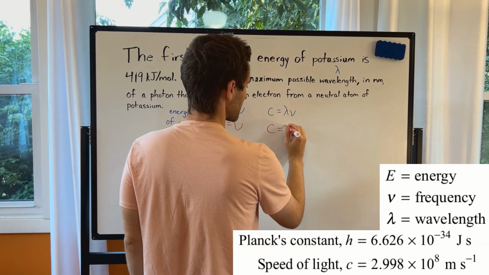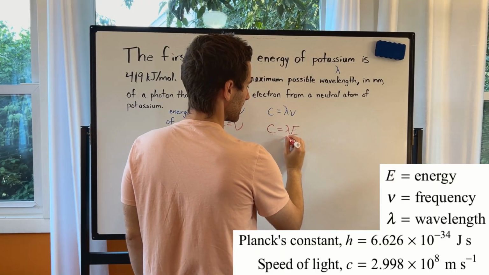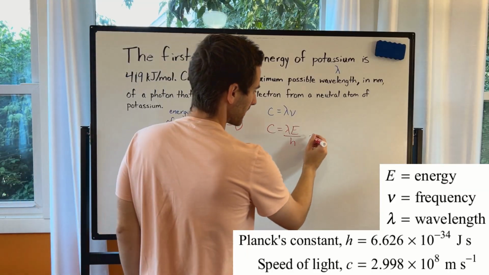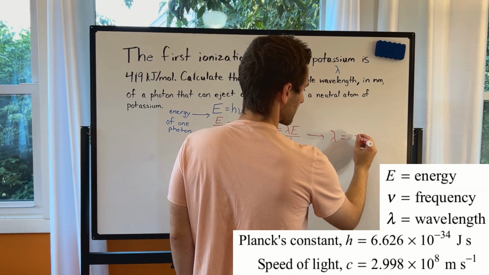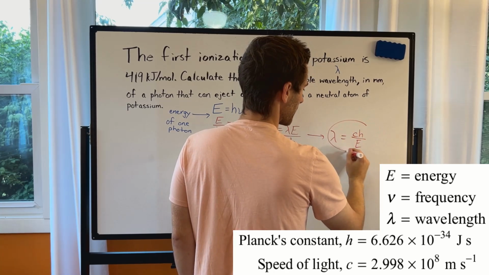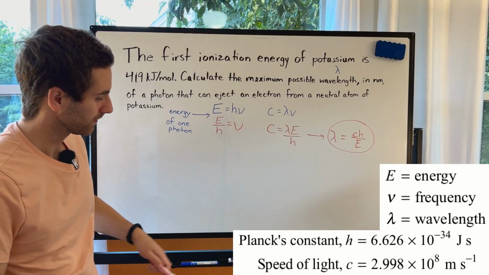C equals lambda E over h, and then rearrange that to solve for lambda. So we get speed of light times Planck's constant over energy. So that's the equation that we're going to ultimately end up using, okay?